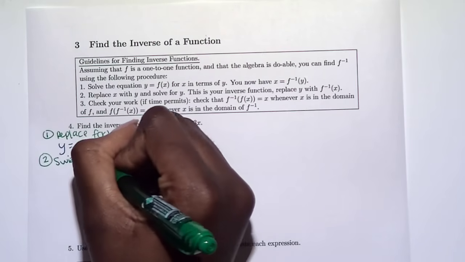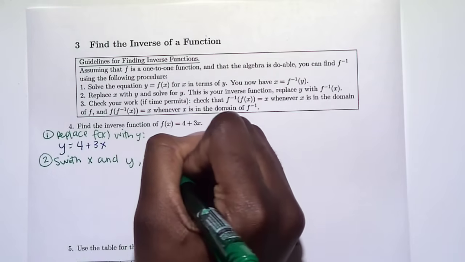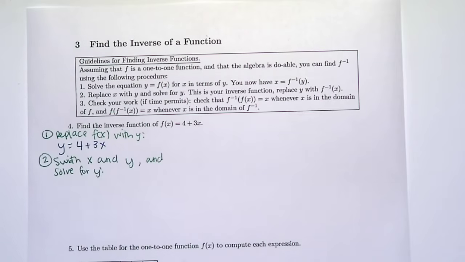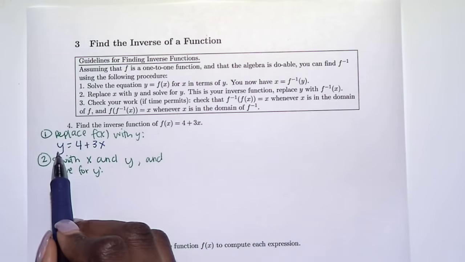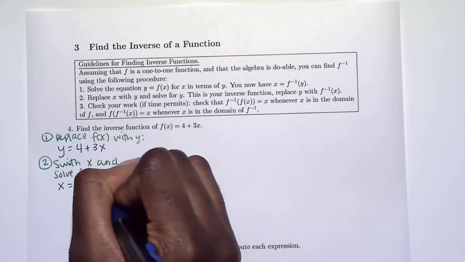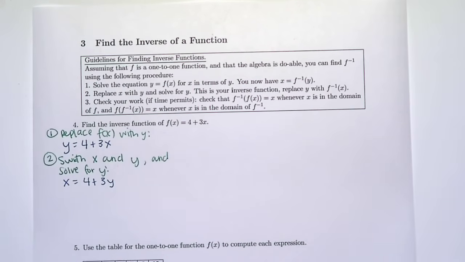Switch. So we're going to switch x and y, and then we're going to solve for y. So instead of y here, we're going to use x. x equals 4 plus 3y. So we just switched x and y. Now we're going to solve for y.